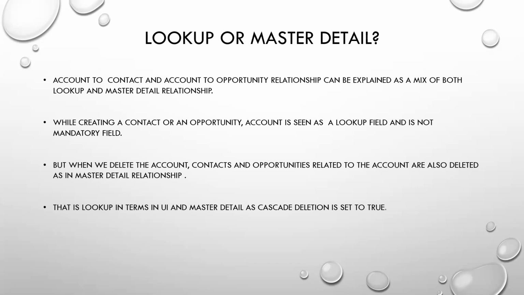And in standard objects, cascade deletion is set to true. So when the cascade deletion option is set to true, the parent record will correspondingly impact the deletion. And when the parent record is deleted, the child record will be automatically deleted because of the cascade deletion. So that's the reason in the UI we see it as a lookup relation, but actually, as per business, it acts as a master-detail relationship.